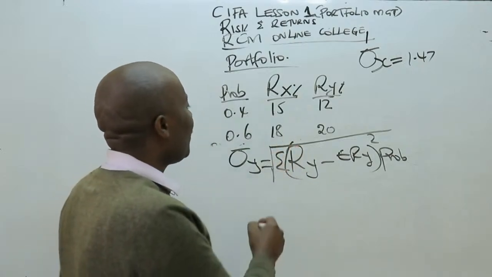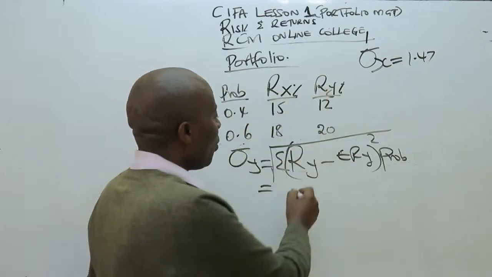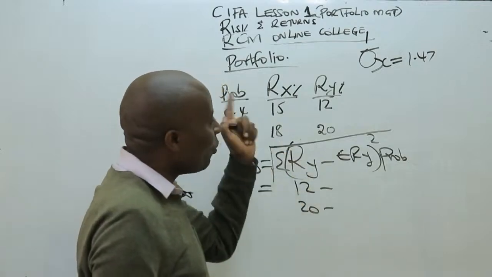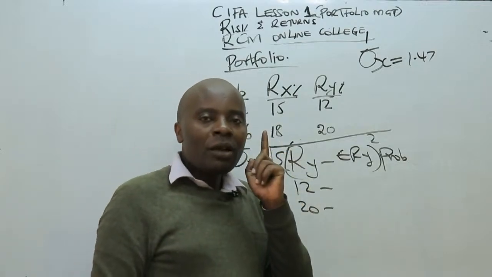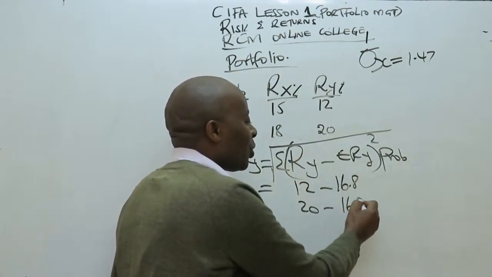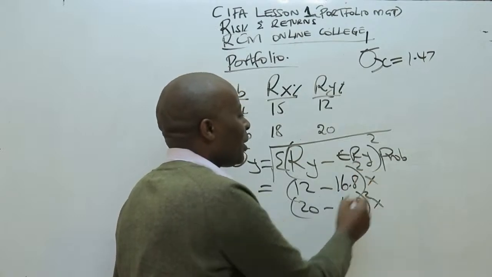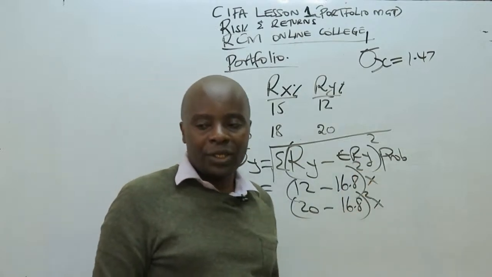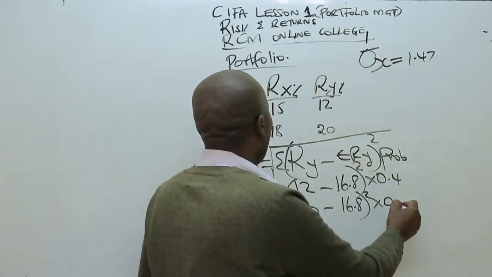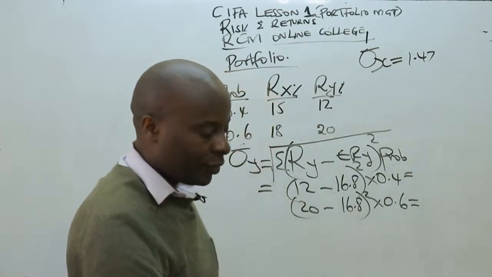Ladies and gentlemen, if that is the case, then we have our actual returns of Y here: 12 and 20, minus the expected returns of Y. If you recall, from part 1 above, the expected return was 16.8. So 16.8, like this, come and square, times the corresponding probability. What do we have? We have 0.4 and 0.6. So please come and give us figures.